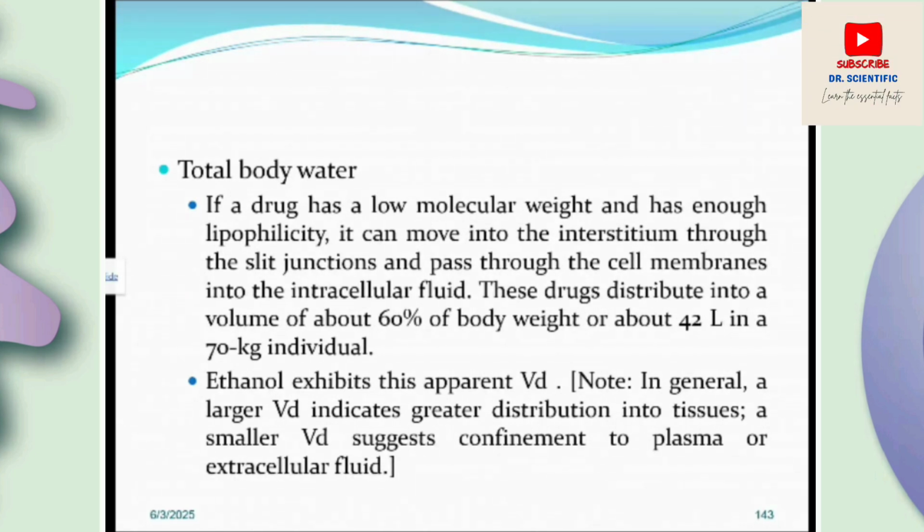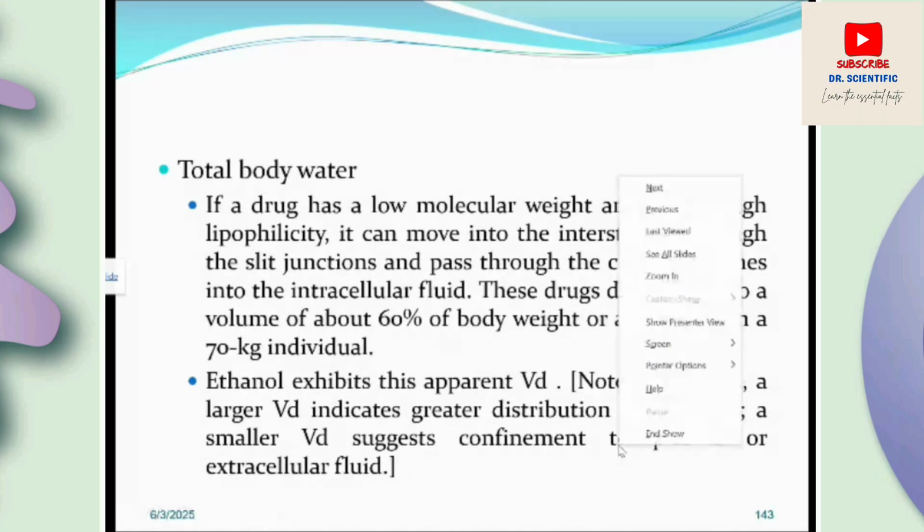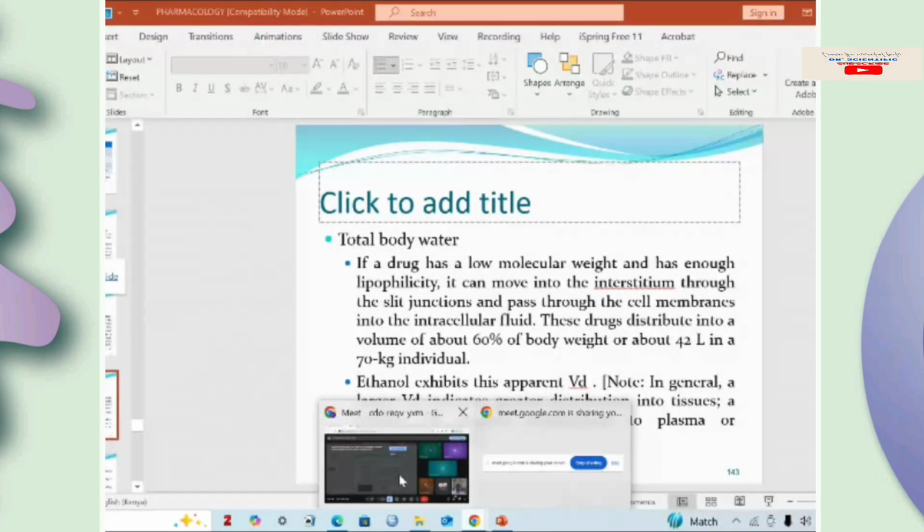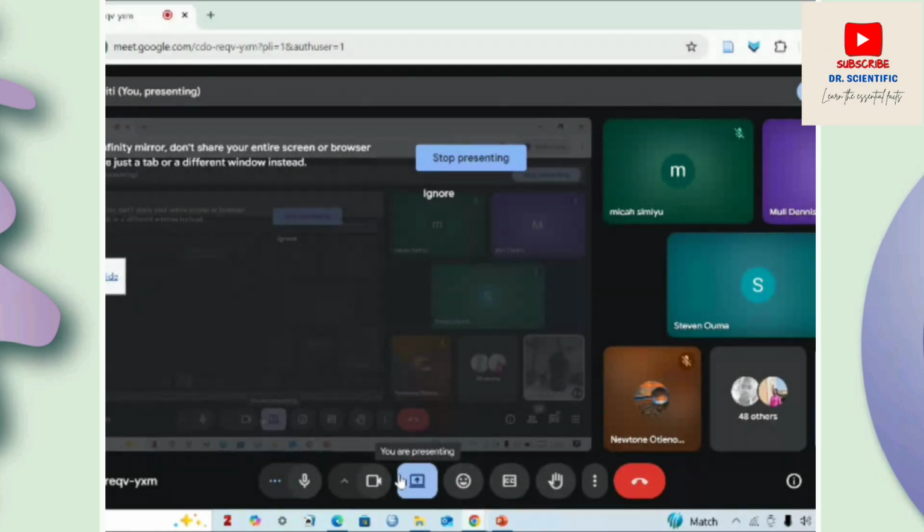Note, in general, a larger volume of distribution indicates greater distribution into tissues. A smaller VD suggests confinement to plasma or extracellular fluid. Just to process our understanding of those three slides, which are general remarks that we've already spoken about: mention a characteristic that will make a drug have a low volume of distribution. In fact, let's mention two. They are there in the slides.